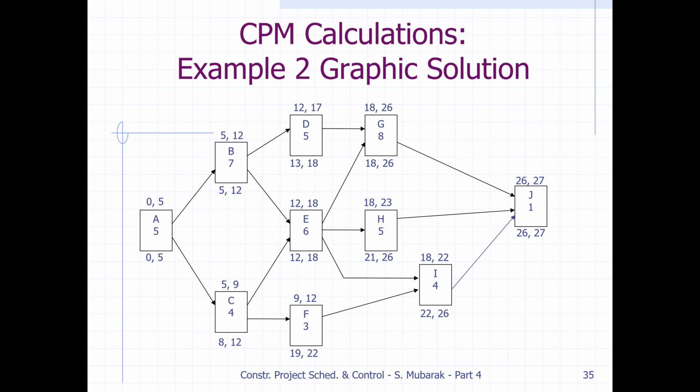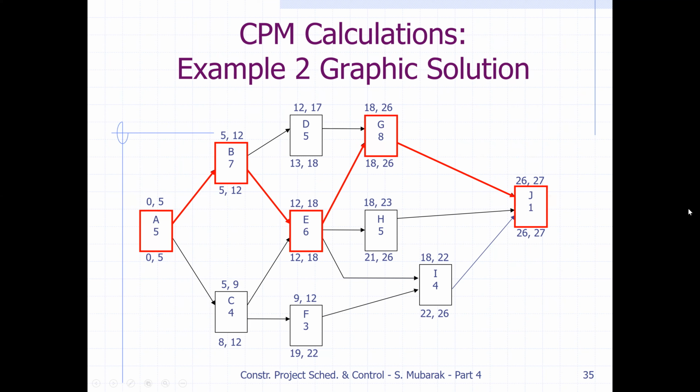We have done the backward pass. Now we find the critical path, where the total float is 0. This 0 minus 0 is 0, 5 minus 5 is 0, 12 minus 12 is 0, 18 minus 18 is 0, 26 minus 26 is 0. So this is our critical path, red color.